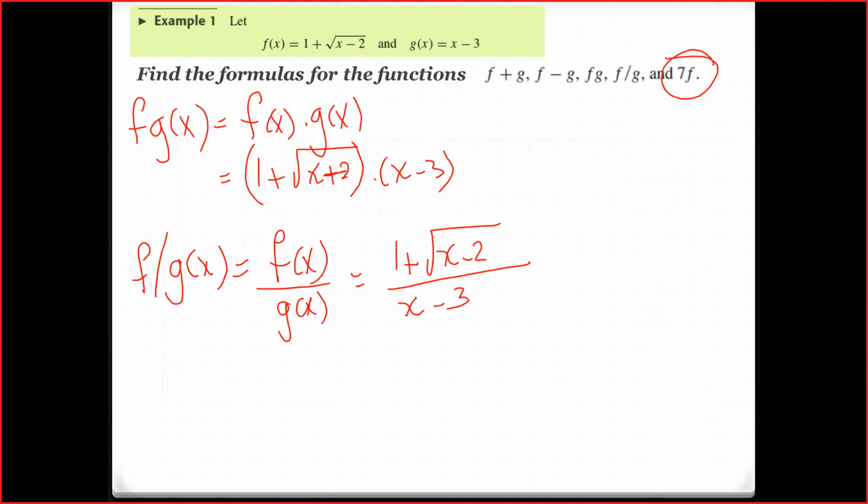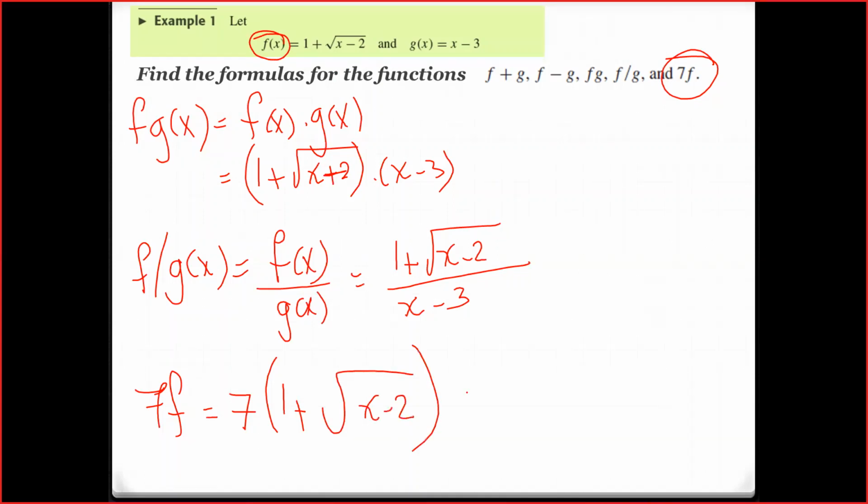Now the last one, 7f. It is like 7 times f of x. What is f of x? It is 1 plus square root of x minus 2. Then after you multiply it, you will use the distributive property. So it will be 7 plus 7 square root of x minus 2. Okay? Is it clear or should I repeat?